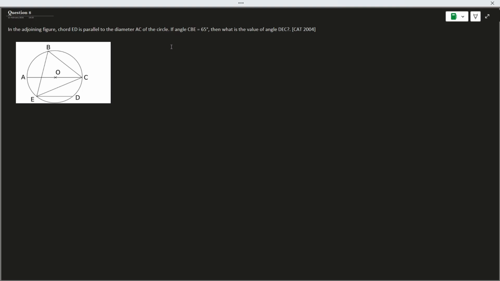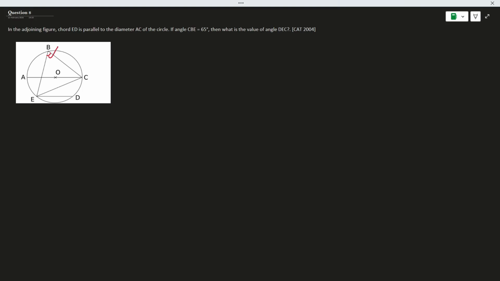So in the adjoining figure, chord ED is parallel to the diameter AC of the circle. Okay, and O is the center of the circle. The angle CBE is 65 degrees. Then find the value of angle DEC. So this is given as 65 degrees, right? CBE. Okay, we have to find this angle.